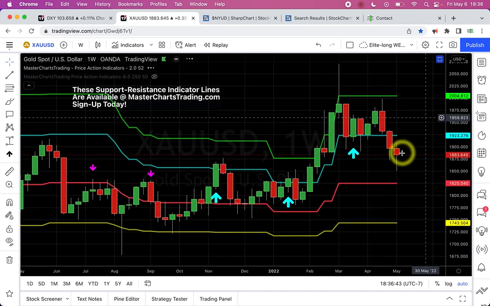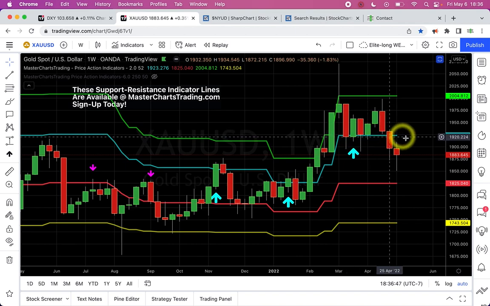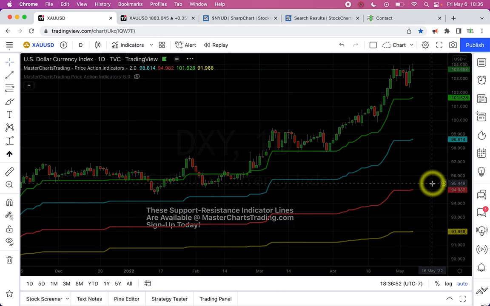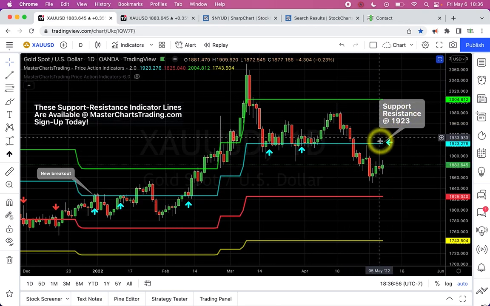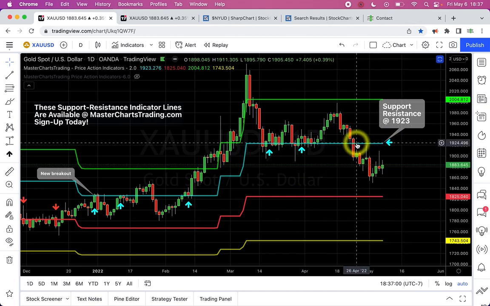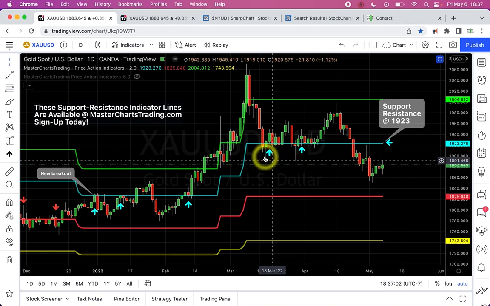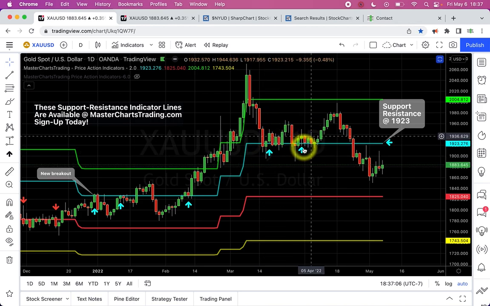If we do get a pullback, gold better take advantage of it, because it so far has failed this level at 1923. So I'm going to zoom in on daily charts. There is support resistance at 1923. How do I know? It's the blue line. So this blue support resistance line, it acted as a very nice buying opportunity right there.